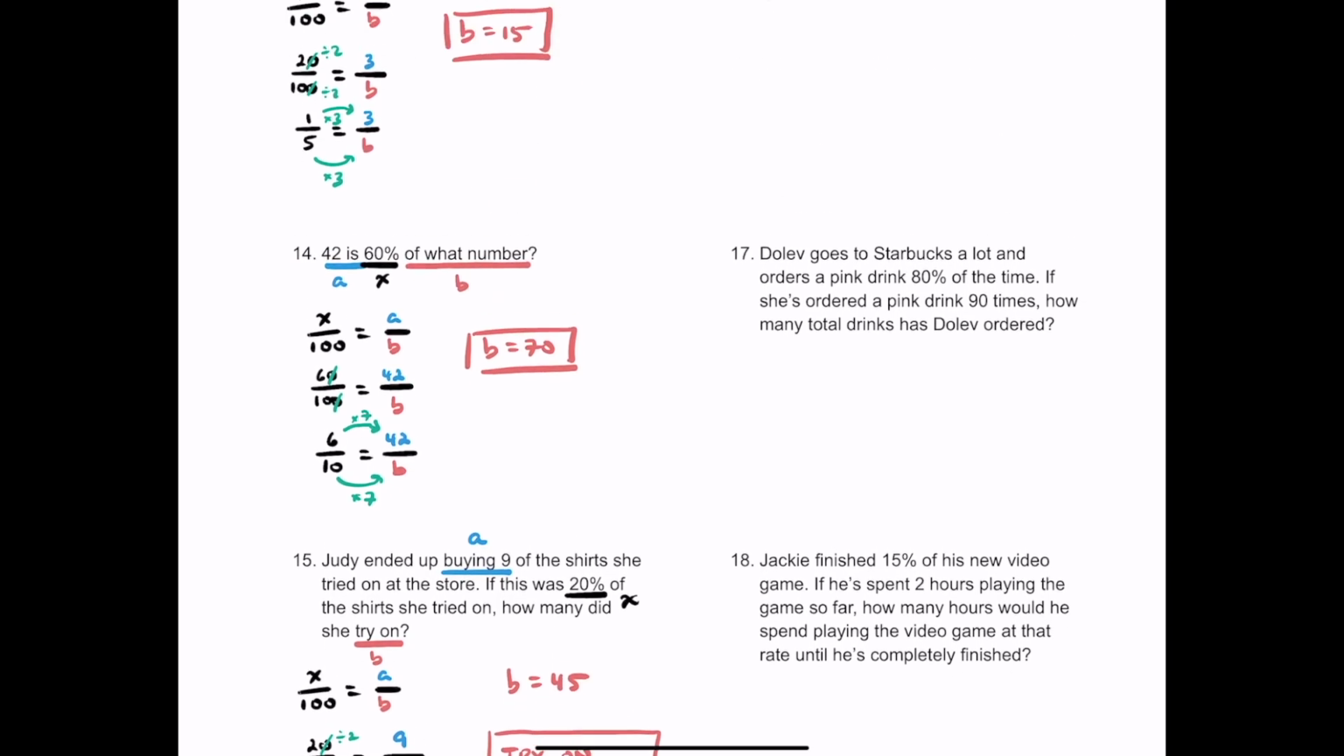So Judy must have tried on 45 shirts in total. Okay, so if she tried on 45, but she bought 9 of them, 9 out of 45, it goes in 5 times, it's 20%. Okay, moving on to number 16.